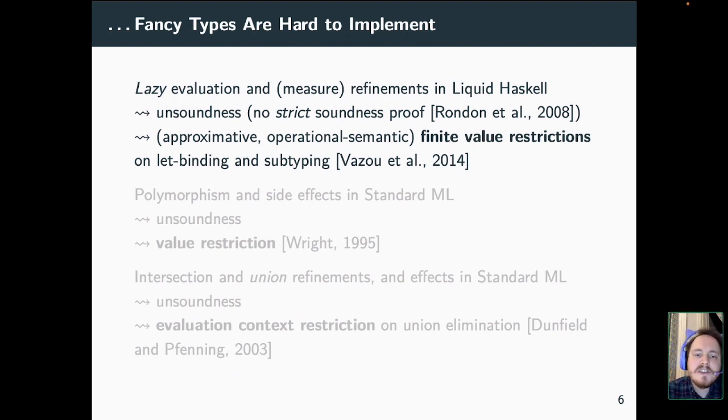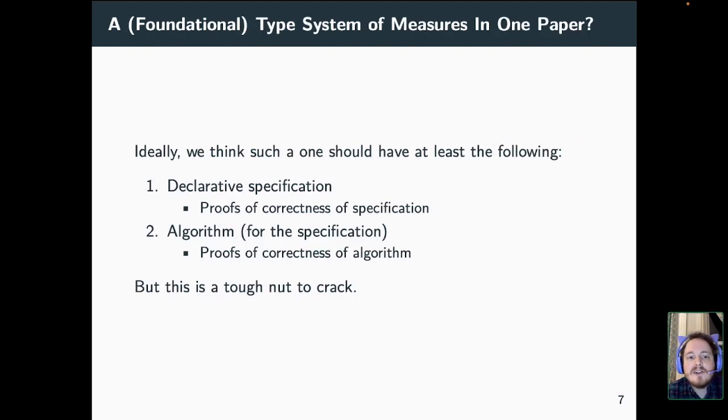And this isn't unique to Liquid Haskell. Historically, the combination of fancy types and standard ML led to unsoundness in implementations that had to be patched to recover soundness. So the point of this paper is to fit a foundational type system of measures in one paper. And we think such a paper ideally should have at least the following.